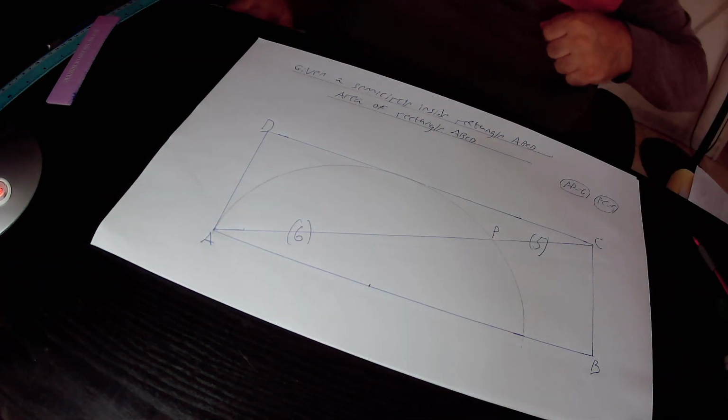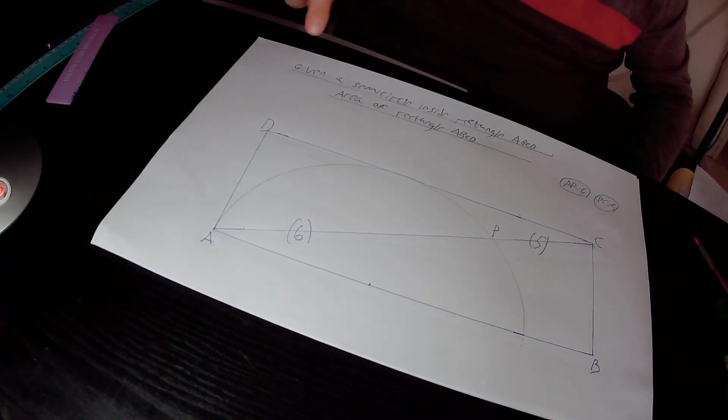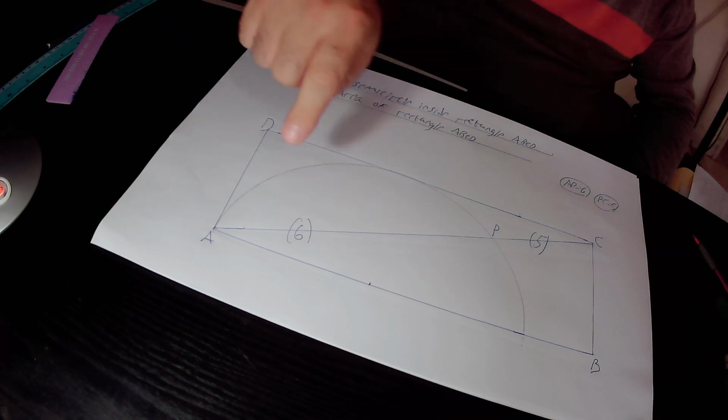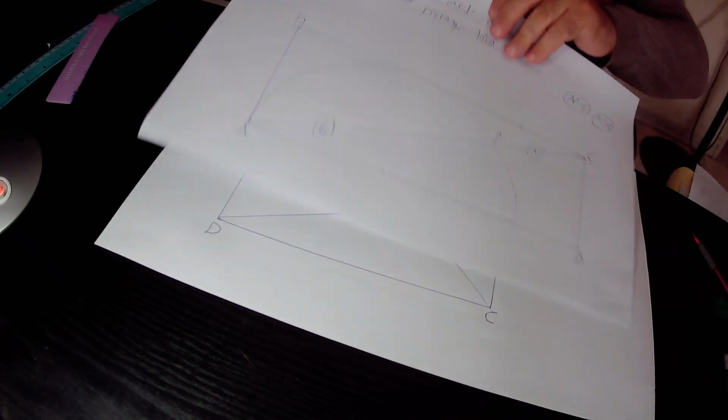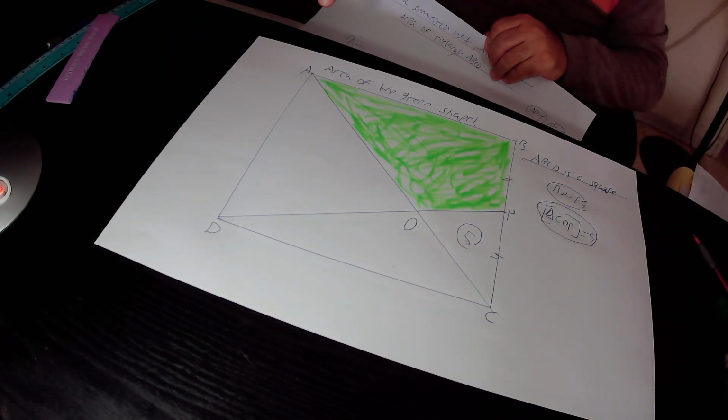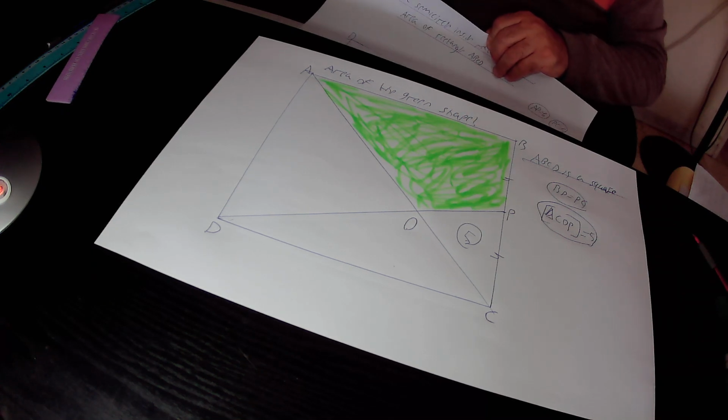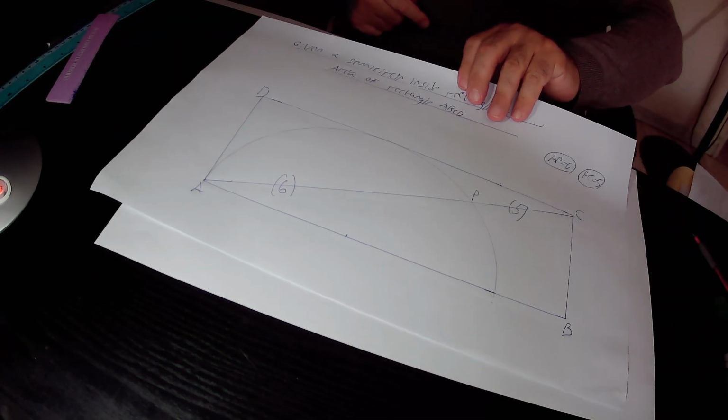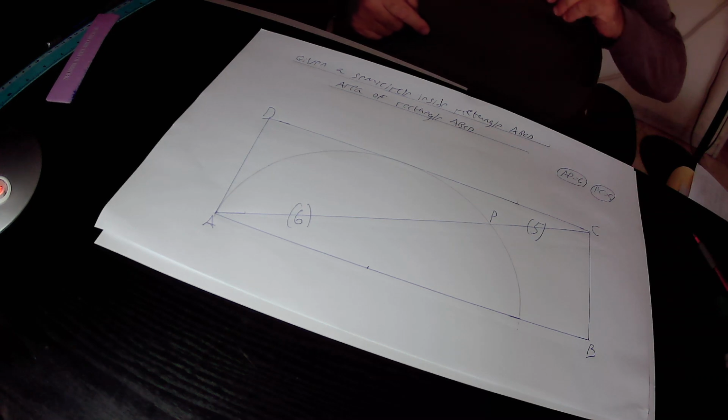And now in this lecture we'll answer two questions. In the first question we find out the area of this rectangle ABCD, and in the second question we'll find out the area of this grain shape. So we start with the first question.